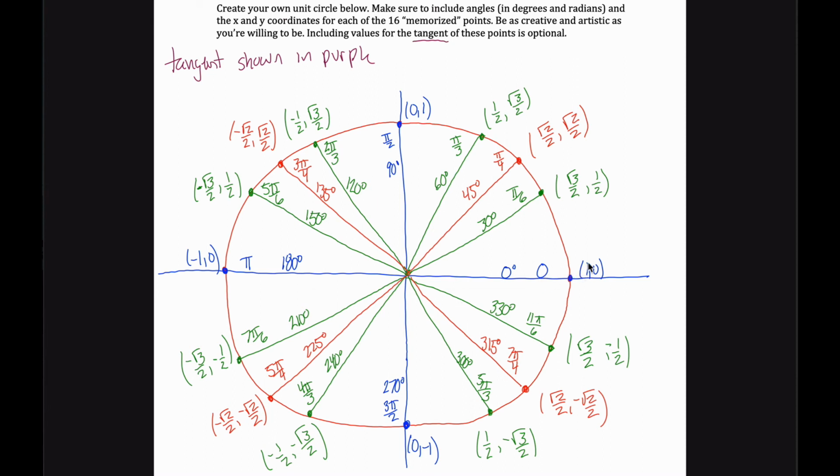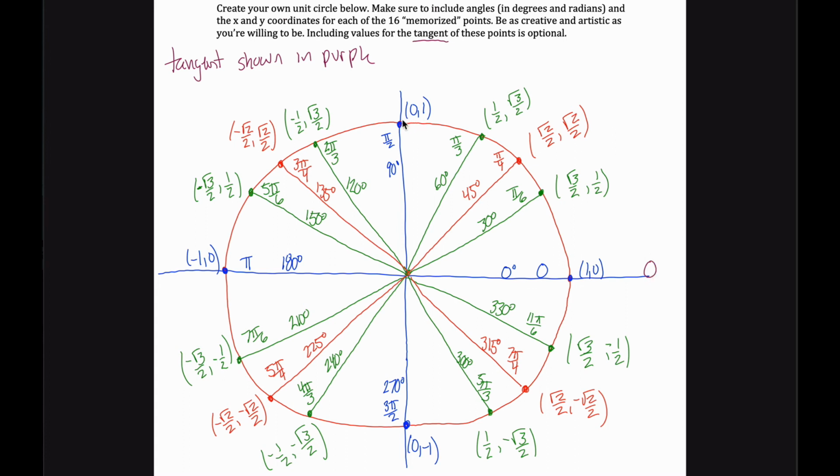The tangent is always the y coordinate divided by the x coordinate. So it's this 0 divided by this 1, and 0 divided by 1 is just 0. Another way you can get there is the tangent is the slope of the line connecting the origin to that point. So if I drew a line from here to here, it would be a horizontal line, and a horizontal line has a slope of 0, hence this 0 here.